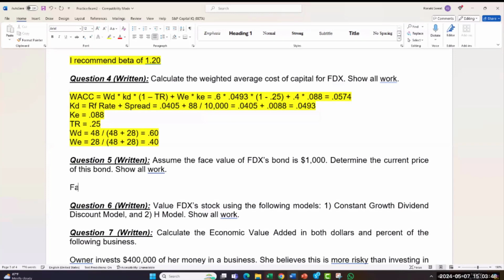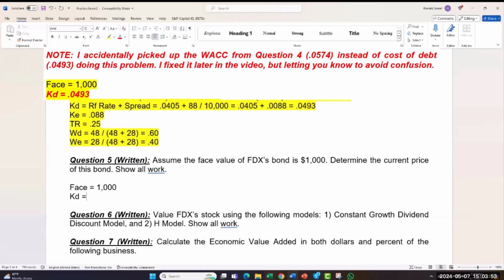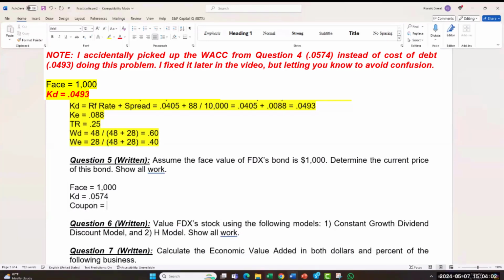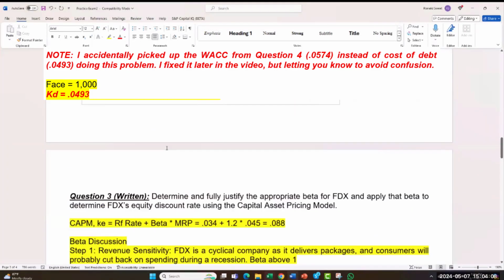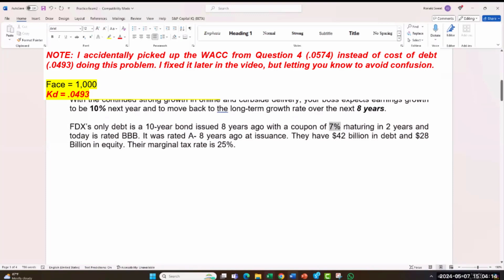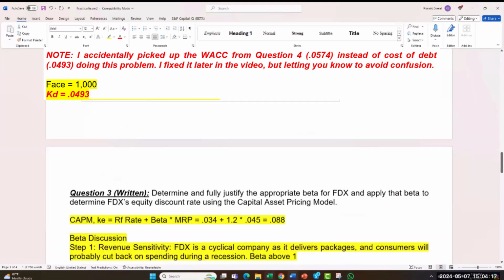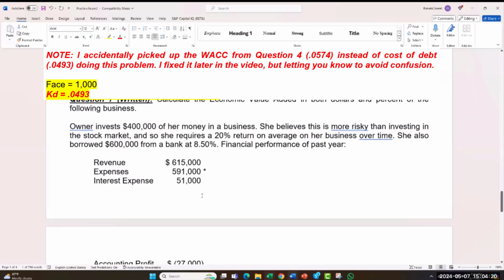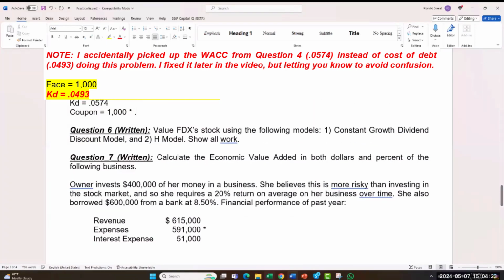So for the bond, the face of the bond is $1,000. Our KD equals 0.0574. Our coupon equals $1,000 times... let's go see what the coupon is. It has a coupon of 7%. So times 0.07, but we divide it by 2 because it pays twice a year. So that gives you a coupon of $35.